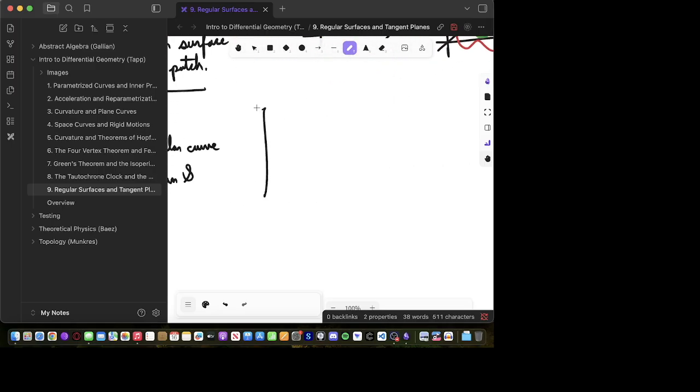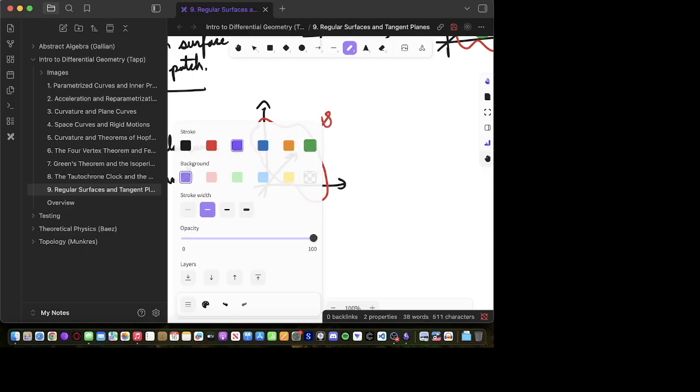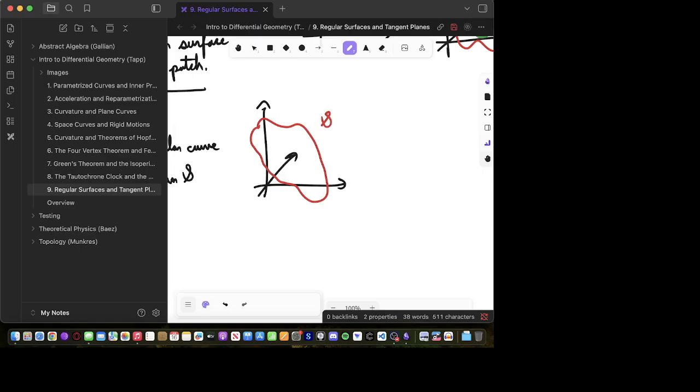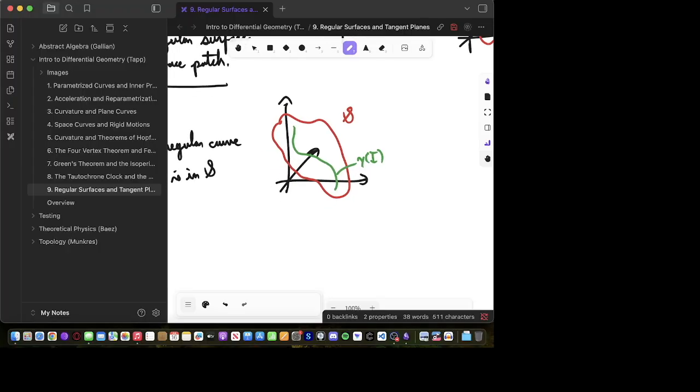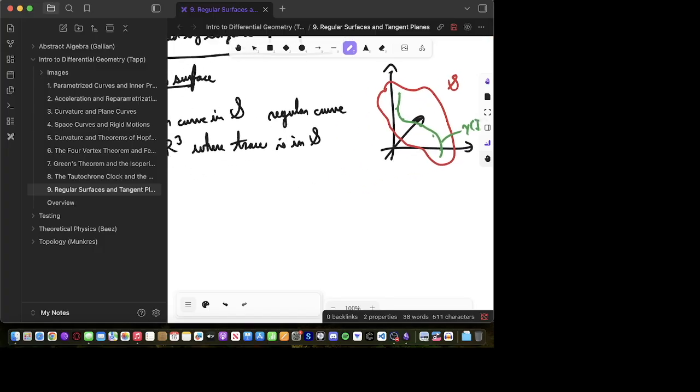So if we have a regular surface S like that, then a regular curve might be something like this. The important thing is that every single point on the trace of the curve must be within the surface.